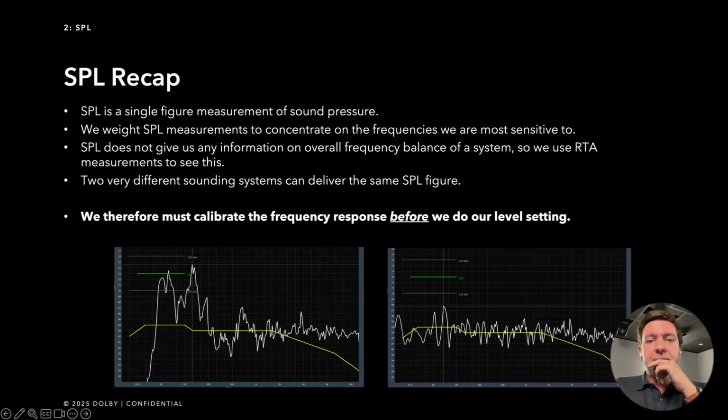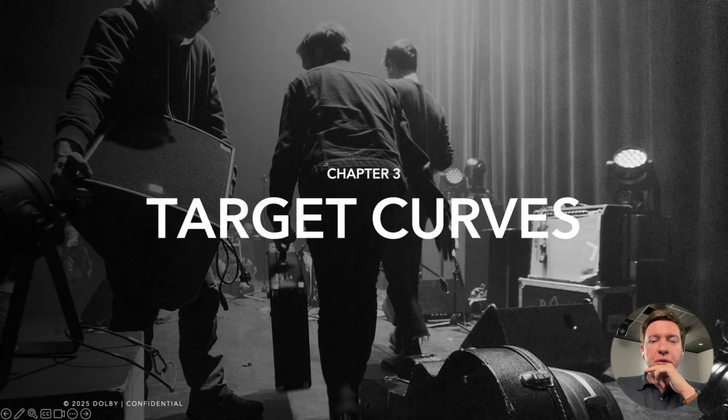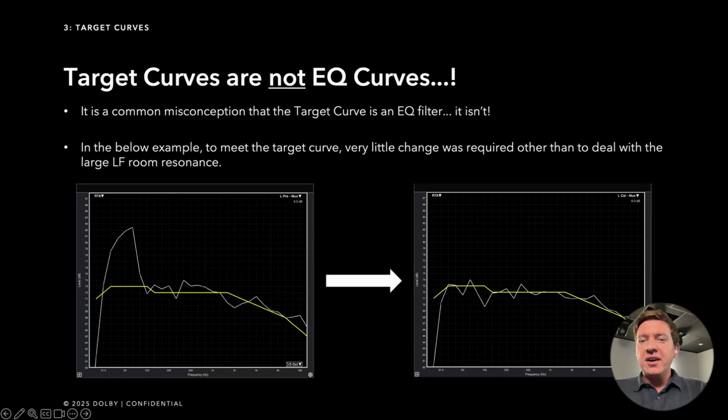Okay, so let's move on to target curves. Now, the first point to clear up, and this is a very common misconception, is that a target curve is not an EQ curve. We're not taking the system and applying the target curve as an EQ filter on top of it. In many rooms, you might actually find that the native out-of-the-box response of the speaker might already be pretty close to the target curve. If so, then great, job done, don't have to do anything. We've already hit the target without touching anything.